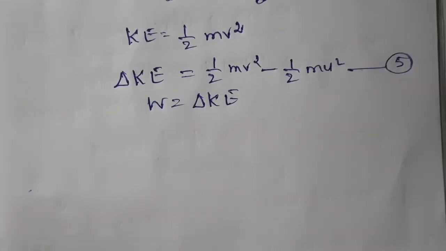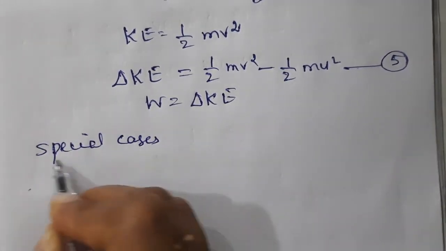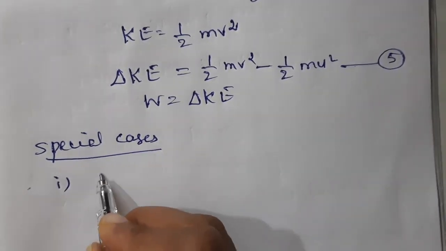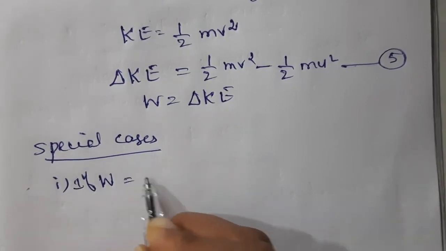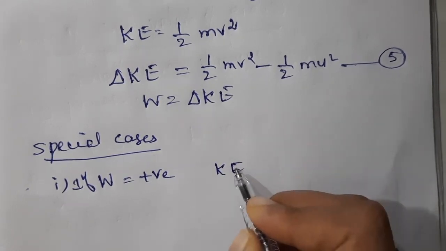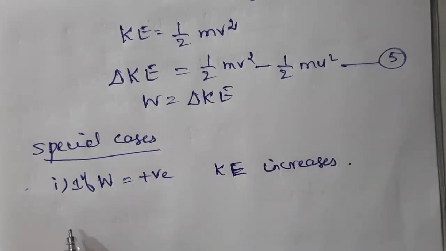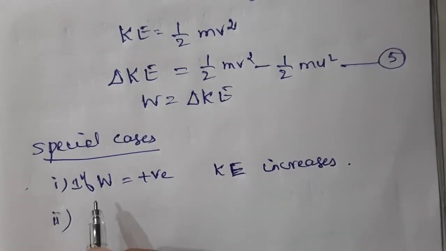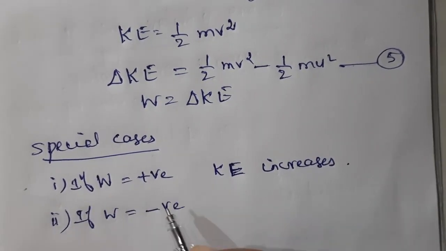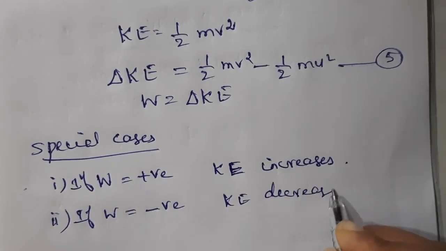Here we can discuss some special cases. First point, if the work done by the force is positive, the kinetic energy increases. Second point, if the work done by the force is negative, then the kinetic energy decreases.